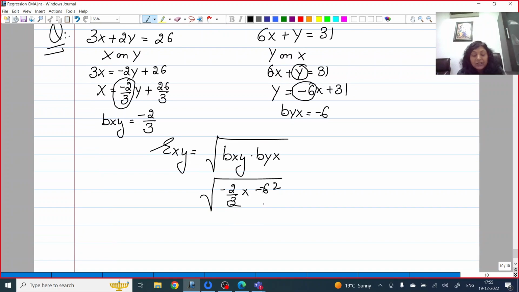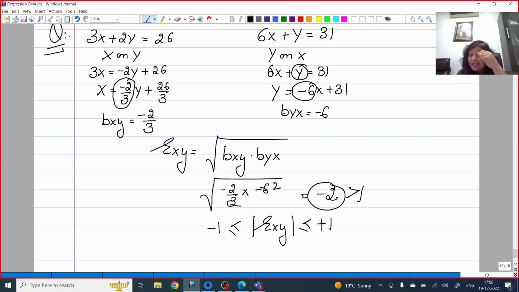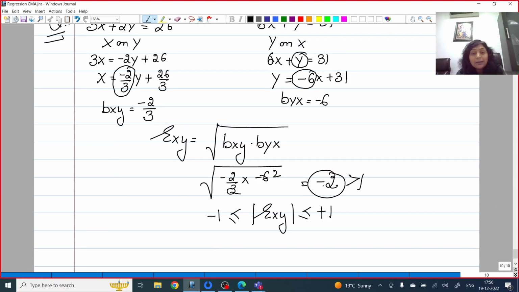Make sure, there is one property which I will explain: regression coefficients must have the same algebraic sign. Either both are positive or both are negative. And the correlation coefficient should also have the same sign. That means your correlation coefficient is minus 2, which is greater than 1. And I have already told you that the correlation coefficient always lies between minus 1 and plus 1. That means it is exceeding our limits, so our assumption is wrong.